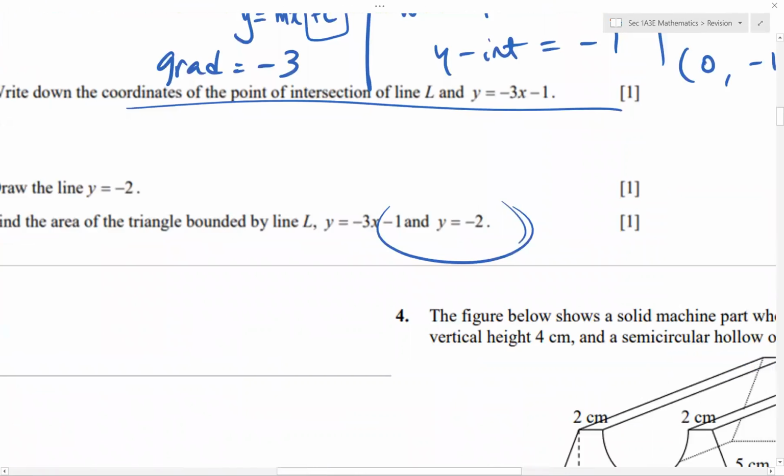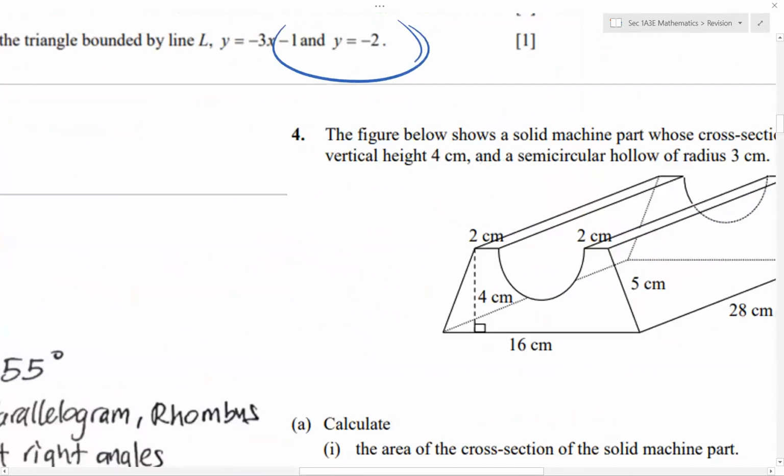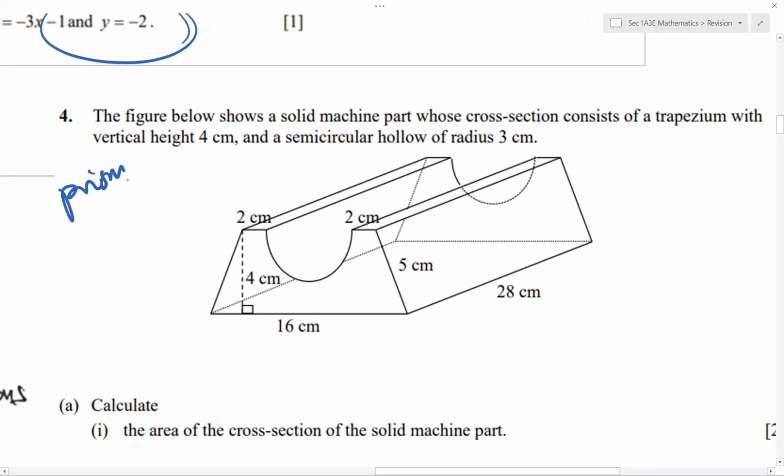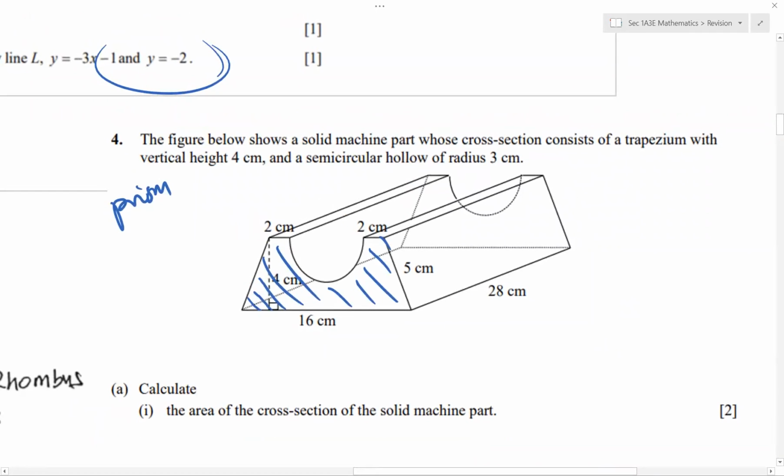Okay, the next question over here. We have a solid machine part. This is known as a prism, where the cross-sectional area is constant. It's a uniform cross-sectional area. So this is made of a trapezium with a vertical height of 4 cm and a semicircular hollow of radius 3 cm that is cut out. So this portion being 3 cm, vertical 4 cm, find the area of the cross section.